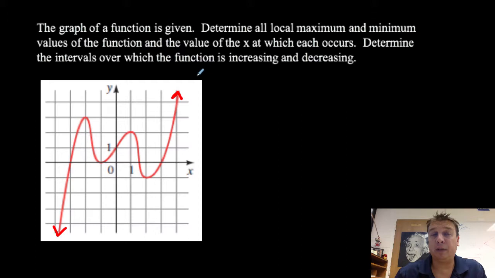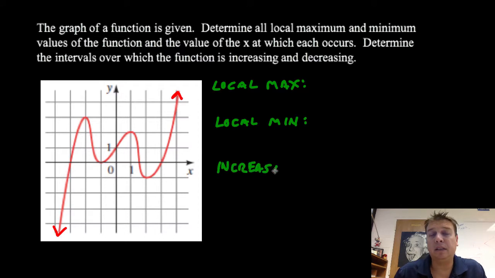So let's start dealing with the fact that, all right, so I got my local max that we're going to go through and find. We're going to have a couple points there. We're going to have our local minimum. We're going to have to figure out when is this function increasing and when is this function decreasing?